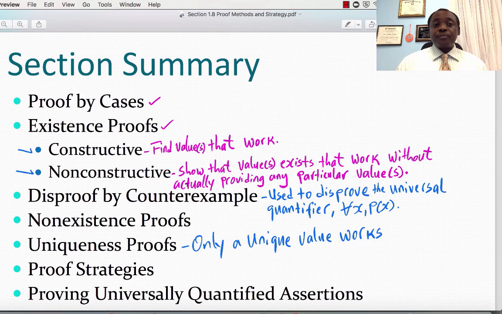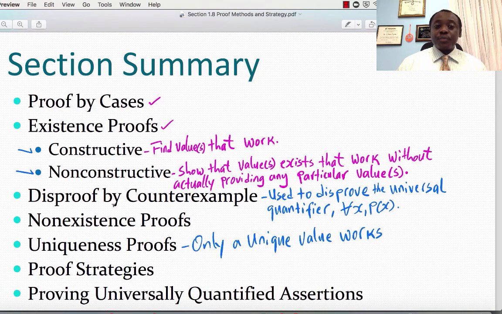Section 1.8, Learning Objectives. Number 1, Proof by Cases. Number 2, Existence Proofs. Under existence proofs, we would look at constructive proofs. In this situation, we would be interested in finding values that actually work. And the second would be non-constructive proofs. For non-constructive proofs, we do not actually find particular values that work, but we do prove beyond all reasonable doubt that there exist values that work.